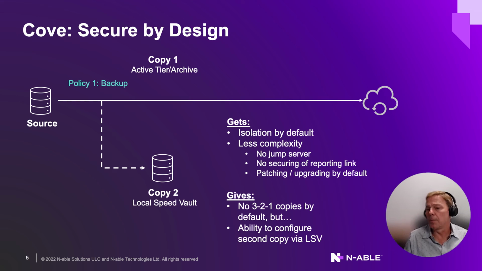So the only pushback you might get from a customer is, well, you don't have the 321 copies by default. I like a lot of copies, and Veeam taught me this, and it's great. Well, the reality is you can do that, but you're right. We do not sell you 3 copies out of the box as much as we would like to. We sell you 1, and then you can augment that strategy by adding additional copies through the local speed vault or standby image if you so choose. So you can actually be very strategic about, I just need additional copies for a subset of my workloads as an example, and then remediate that way.